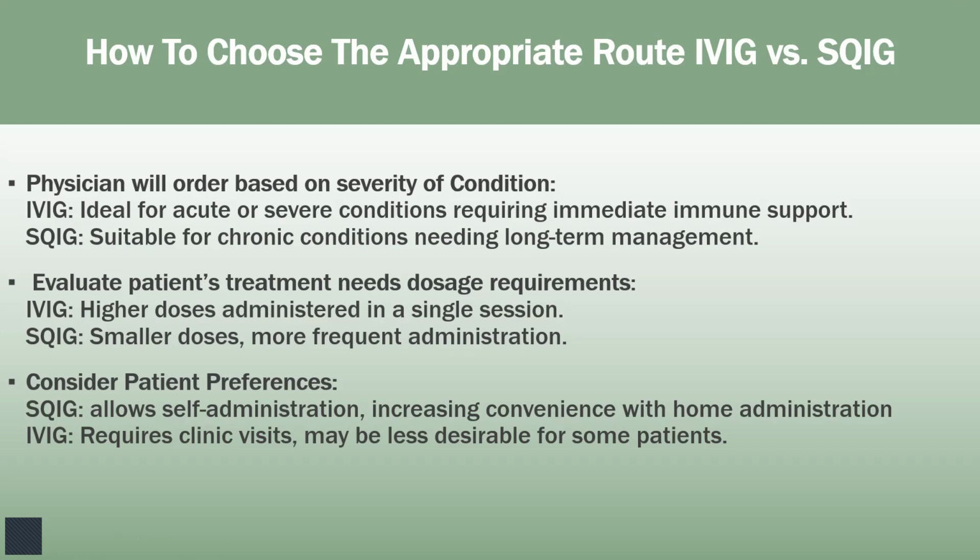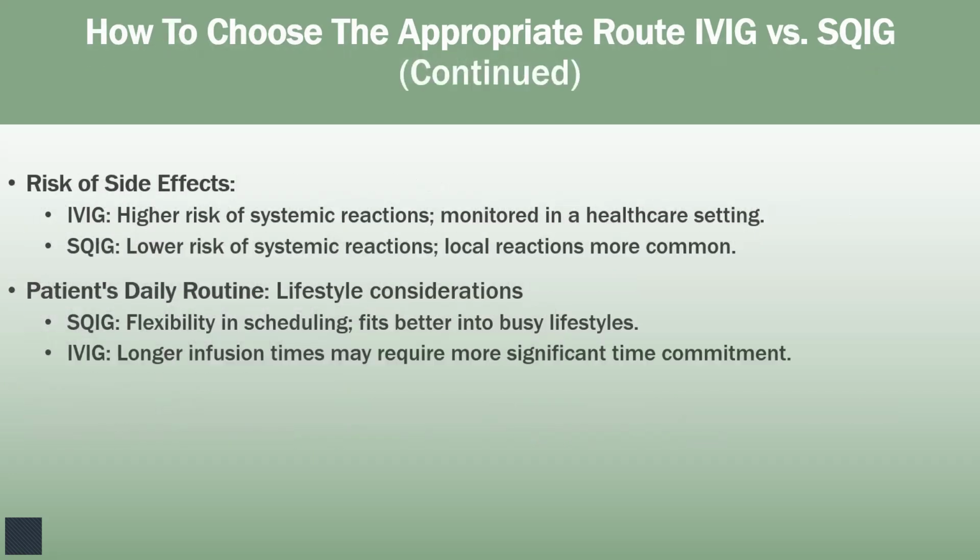Like I said, IVIG can be administered in higher doses in one session. Subcutaneous is smaller doses and more frequent administrations. And you also want to consider your patient's preferences. Subcutaneous allows self-administration, increasing convenience with home administration. And then IVIG requires these long clinic days about once every 3 to 4 weeks, once a month.